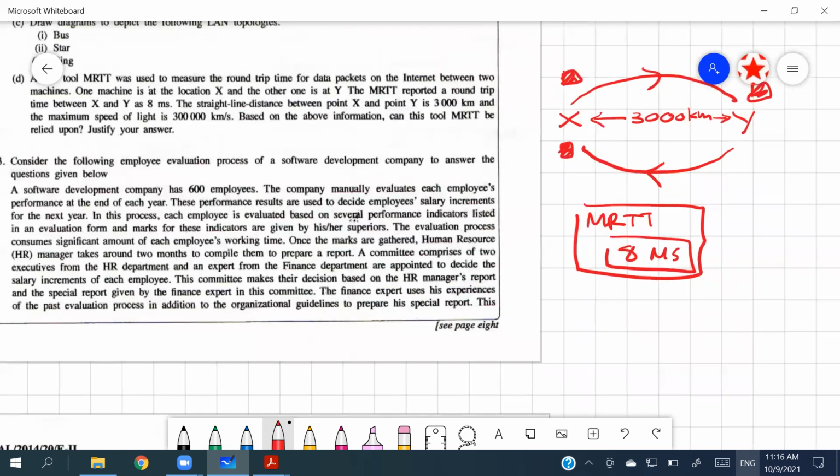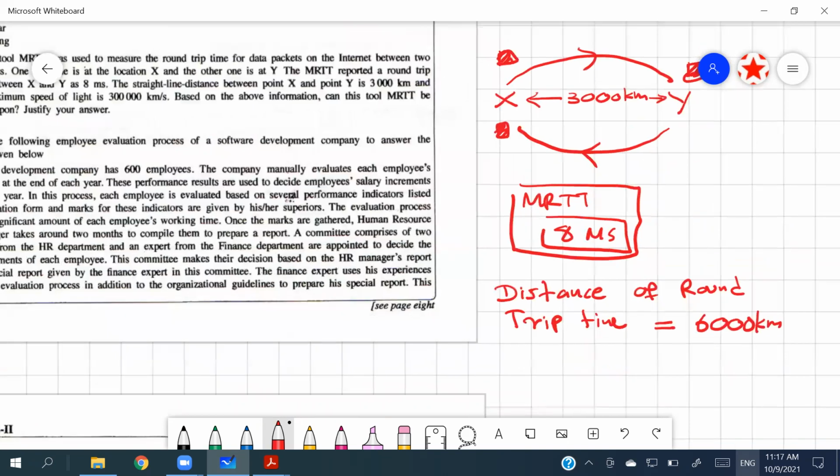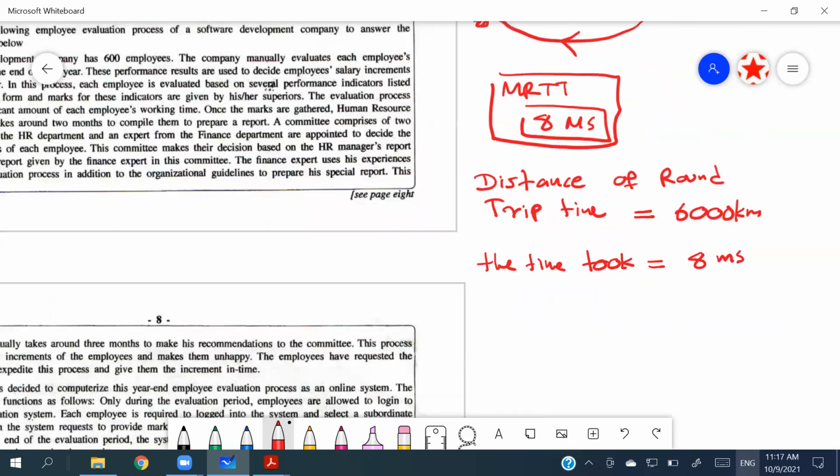So you only need to do a very simple calculation to see whether it is correct or not. So what is the basis here? The distance of the round trip is 6,000 kilometers, right? Because it goes 3,000 from X to Y and comes again. Right? So altogether 6,000 kilometers. The time taken is 8 milliseconds. So we can find the speed, right? Speed of communication.